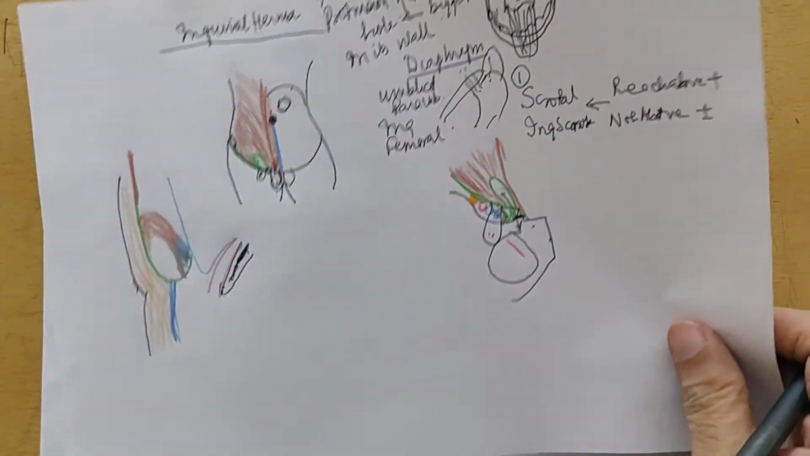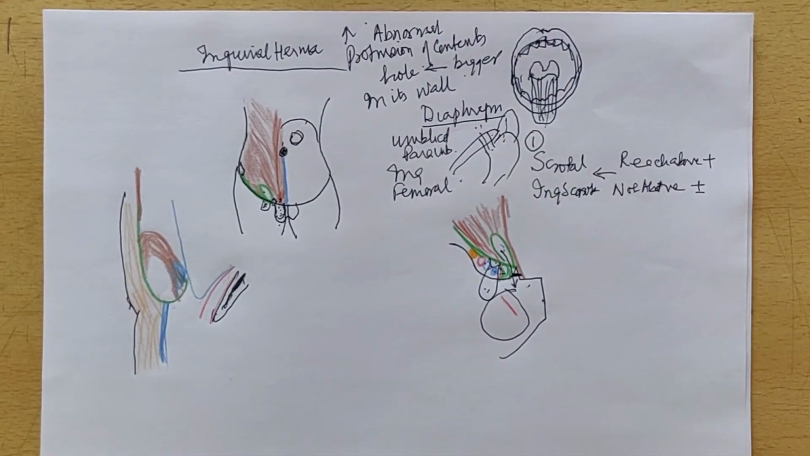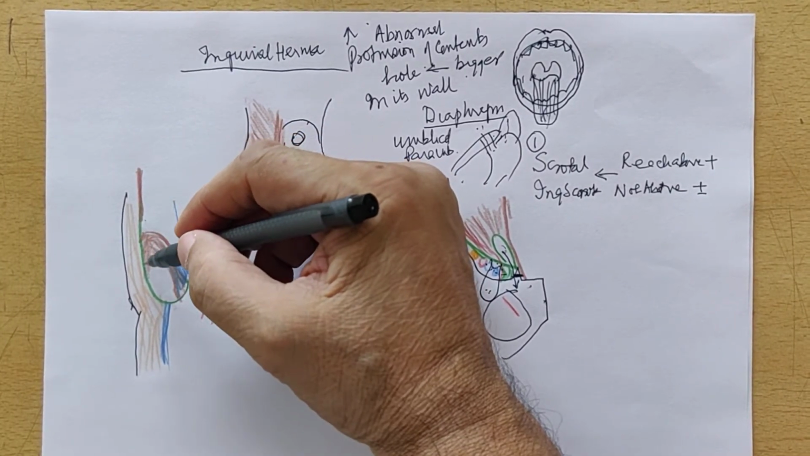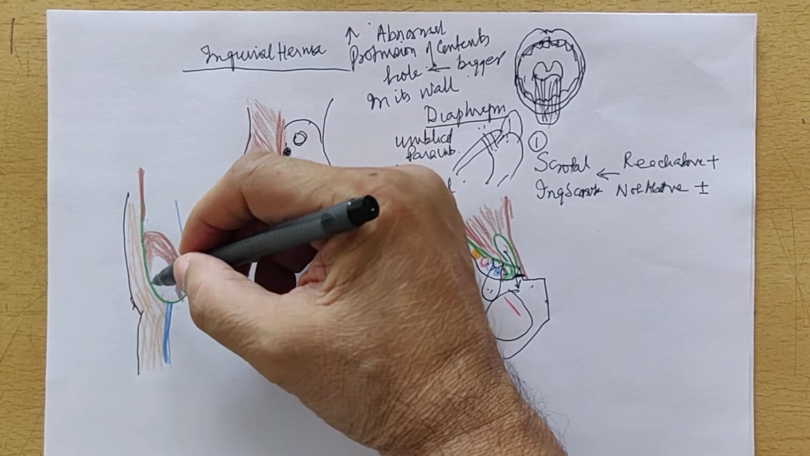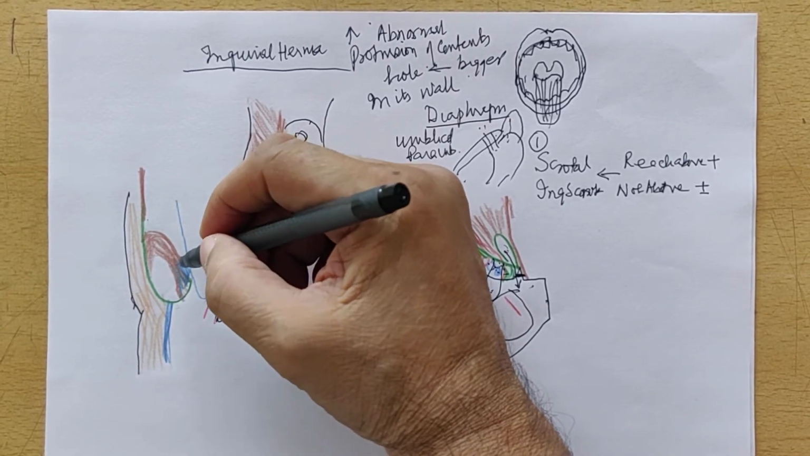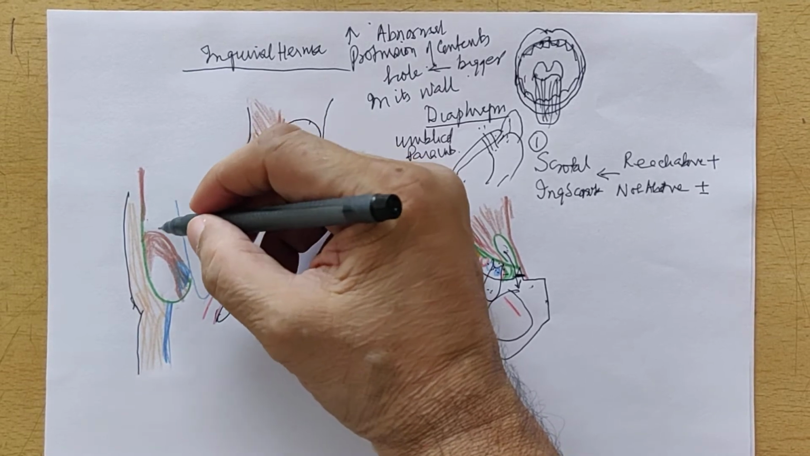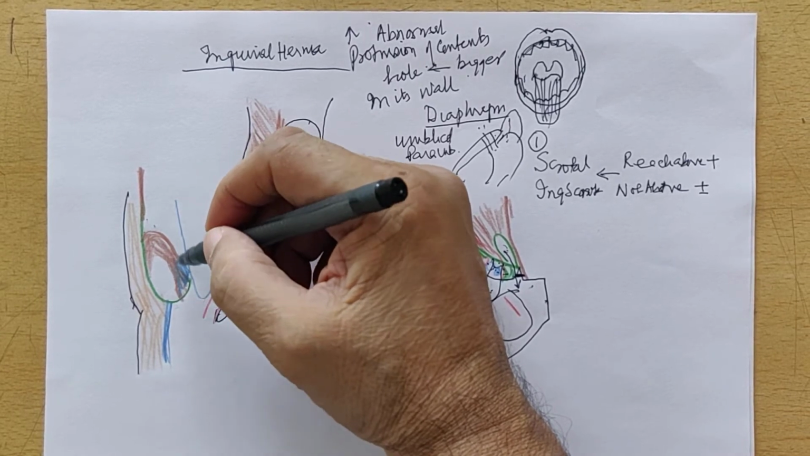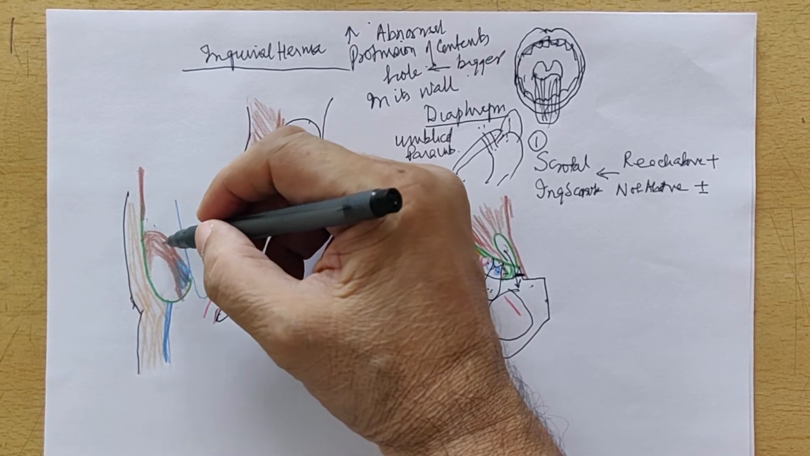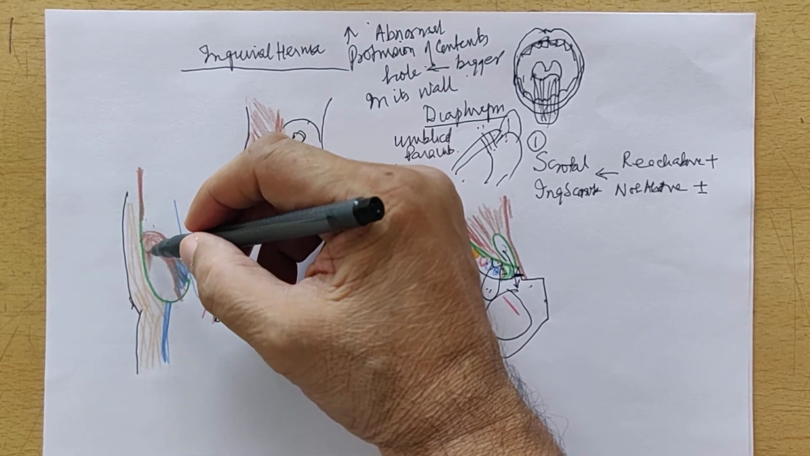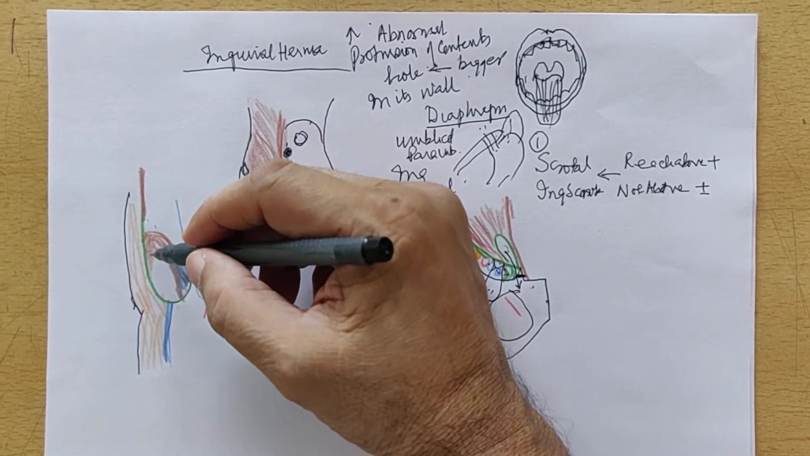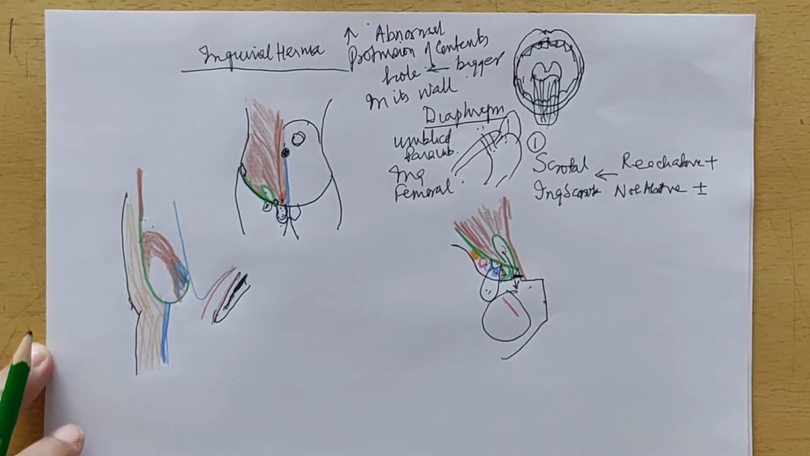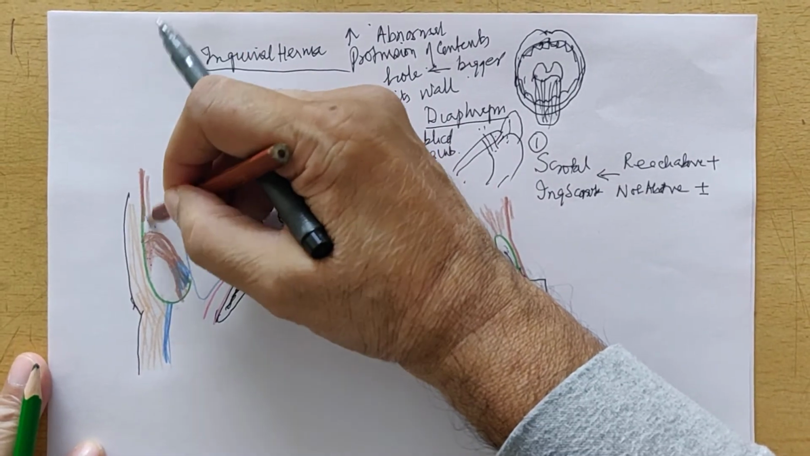So we'll revise the boundaries of the inguinal canal. The boundaries are: anteriorly the external oblique aponeurosis, inferiorly the inguinal ligament, posteriorly the fascia transversalis, on which is the conjoint tendon, superiorly the arching fibers of the internal oblique and transversus abdominis. The anterior wall is strengthened by the internal oblique and the transversus abdominis muscles.